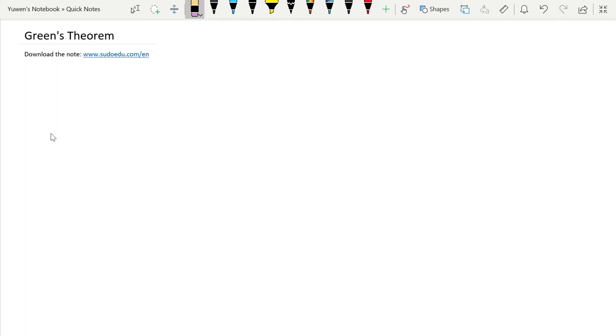Okay, now we studied Green's theorem. Green's theorem is the most important and beautiful theorem for plane line integrals. We can use Green's theorem to evaluate many important line integrals.